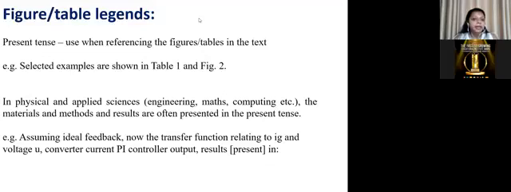Especially in physical sciences and applied sciences, you'll be referring to these tables and figures often, so you can go for present tense. Let's see. Assuming ideal feedback, now the transfer function relating to IG and voltage U convert a current PI controller output results in. Controller output results in, meaning it leads to.